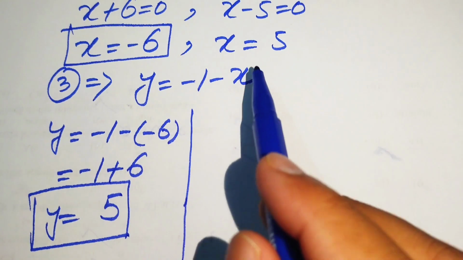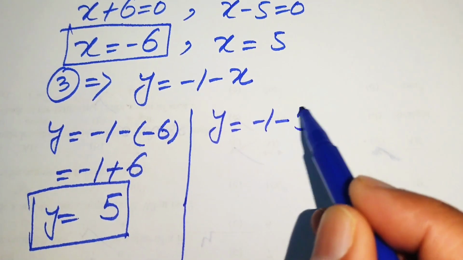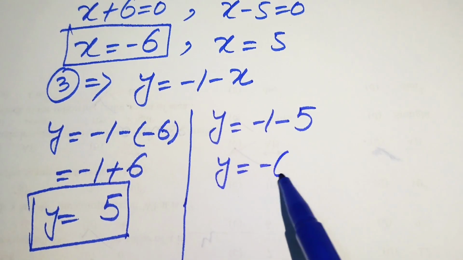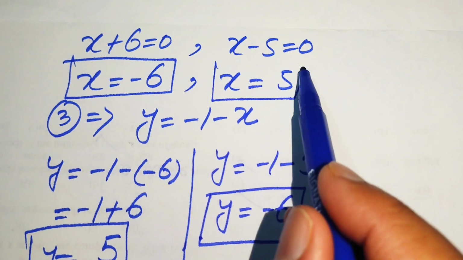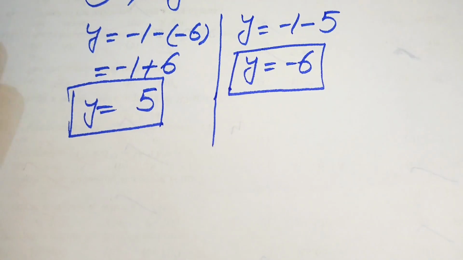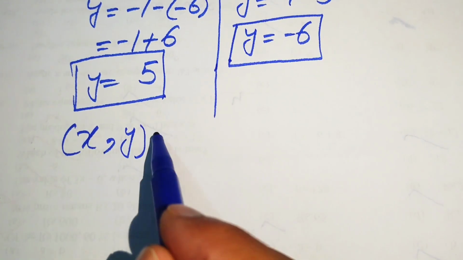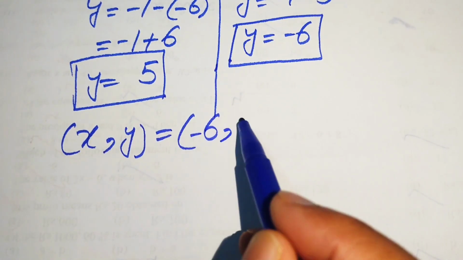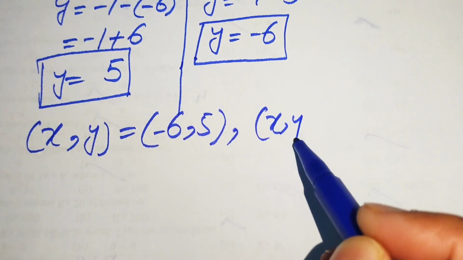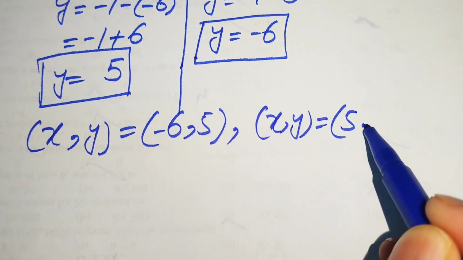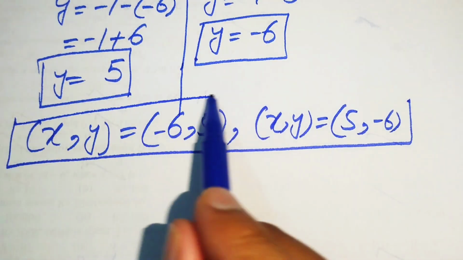And now we substitute this value of x here, and it is written as y equals to minus 1 minus 5, and you easily get the value of y equals to minus 6, corresponding to the value of x equals to 5. So finally, we have the two solutions of the given equation. The first solution is (x, y) equals to (minus 6, 5). This is the first solution, and the second solution is (x, y) equals to (5, minus 6). So these are the two solutions of the given equation.